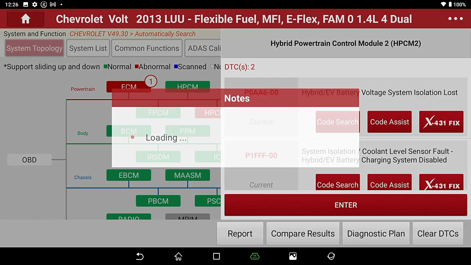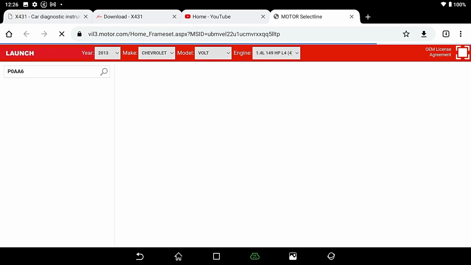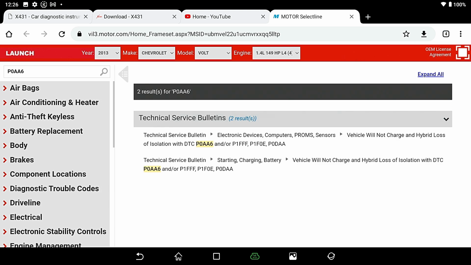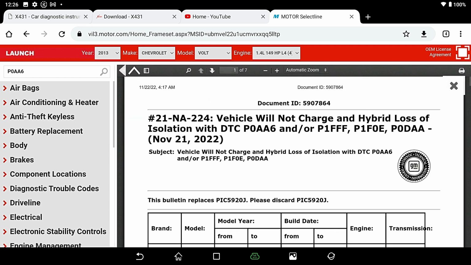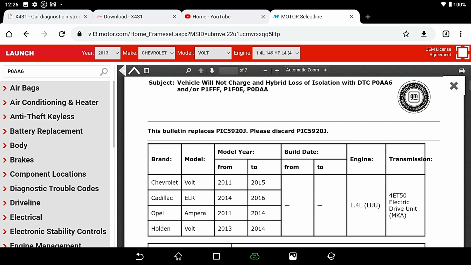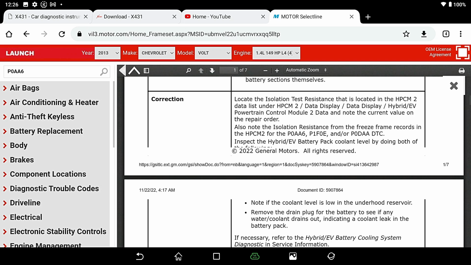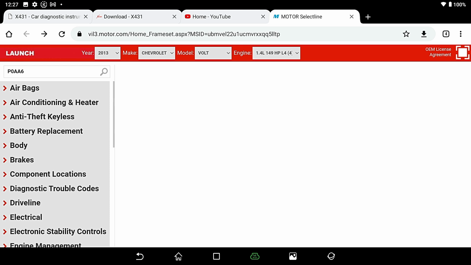You can go fix, and the fix will go in and give you the information right from Launch, which is pretty cool. And it will tell you where's the results. You got technical service bulletins, pulls it right up. Pretty neat, right? You can pop it up and see vehicle will not charge, hybrid system isolation fault. It gives you all the information here: condition, cause, correction, okay? All that information right there. So we're going to get out of that for now.